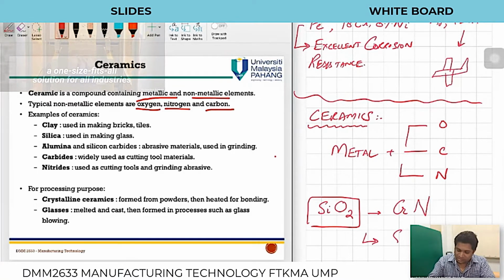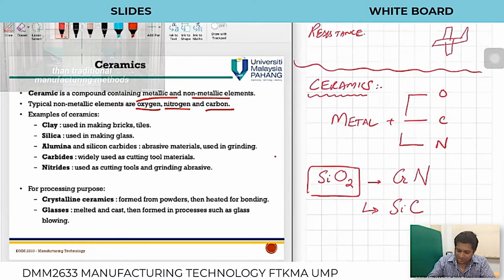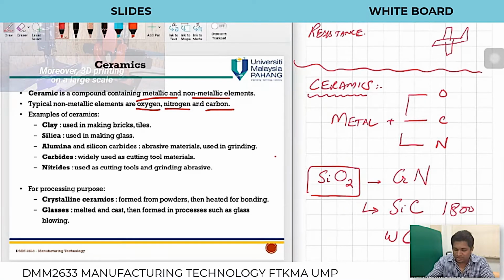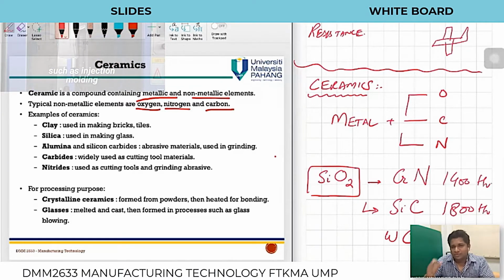Then we have silicon carbide, a very hard material. Then we have tungsten carbide, WC, a very hard material. The hardness is around 2000 HV. Silicon carbide hardness is 1800 HV. Chromium nitride hardness is 1400 HV. So these are very hard materials and they have very good thermal insulation, but they are poor conductors of electricity. They cannot conduct electricity.